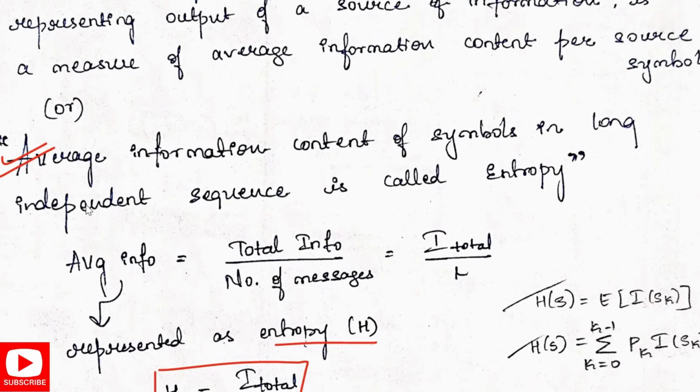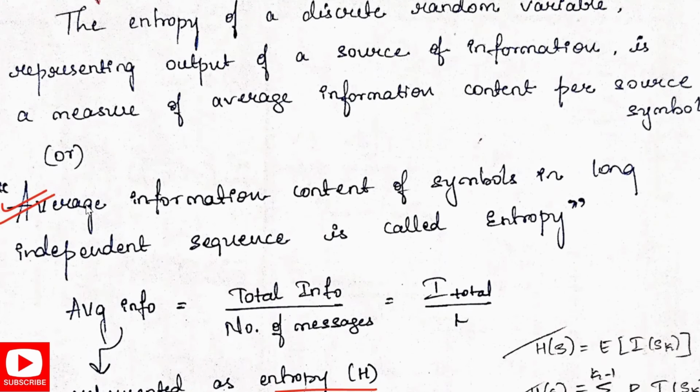This is an important question. You need to write the definition properly. The average information content of symbols in a long independent sequence is called entropy. It is a discrete random variable representing the output of the source information. It is a measure of average information content per source symbol.